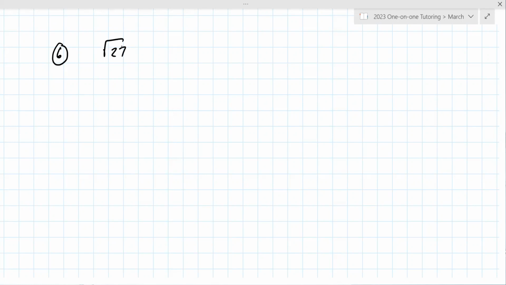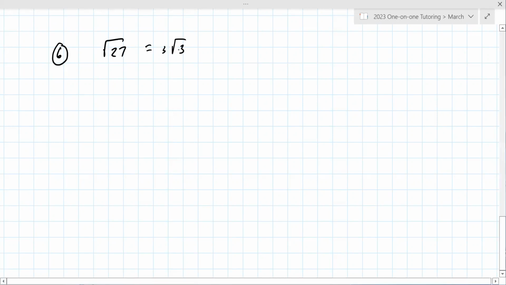So the answer would be 3 on the outside and 3 on the inside. So 3 square root 3 is how you would answer that. Good. Okay, before we do number 10, we want to talk about the divisibility rule for 3.